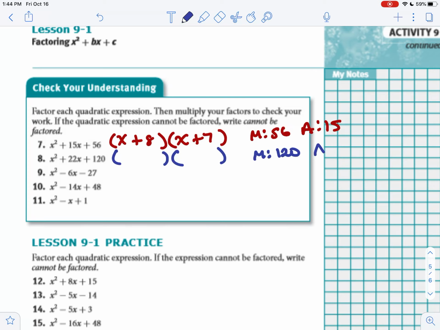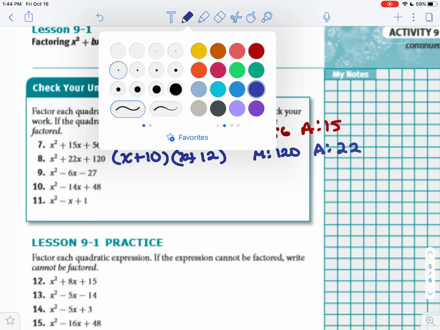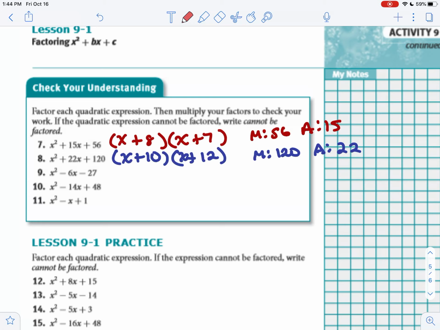Okay, then we'll try two numbers that multiply to 120, add to 22. Multiply to 120, add to 22. And then I think of 10 and 12. So x plus and x plus, and we get 10 and 12. So 12x plus 10x is 22x for the middle, and 10 times 12 is 120. Okay, so let's try the next one.